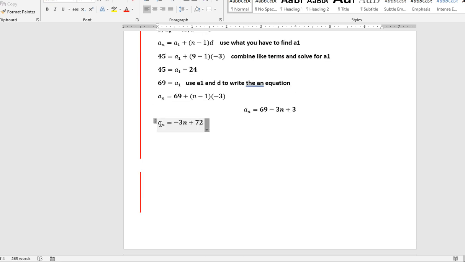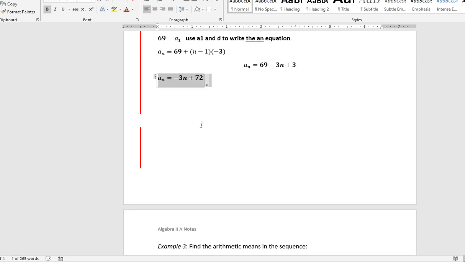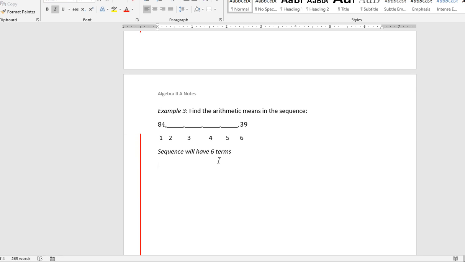So what does that allow us to say? Well, we know that a sub 1 is our first term, so that's 84. And we know that our a sub n is actually the 6th term, and that is 39. So we know a sub 1, we know a sub 6, and we know that we're using n equals 6. So we have to use our general form to try and figure out those middle terms.